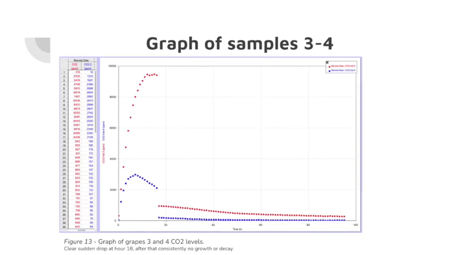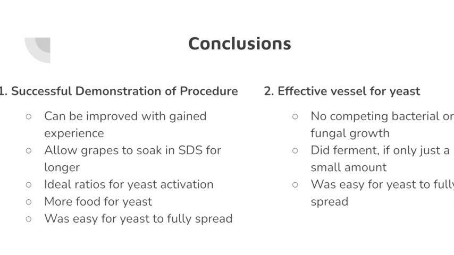In this graph, you see grape 3, the red line, and grape 4, the blue line. The same thing goes for this graph, but the main difference is that the drop was at hour 18 rather than hour 17. In the end, the project was successful, but can be improved with gained experience.